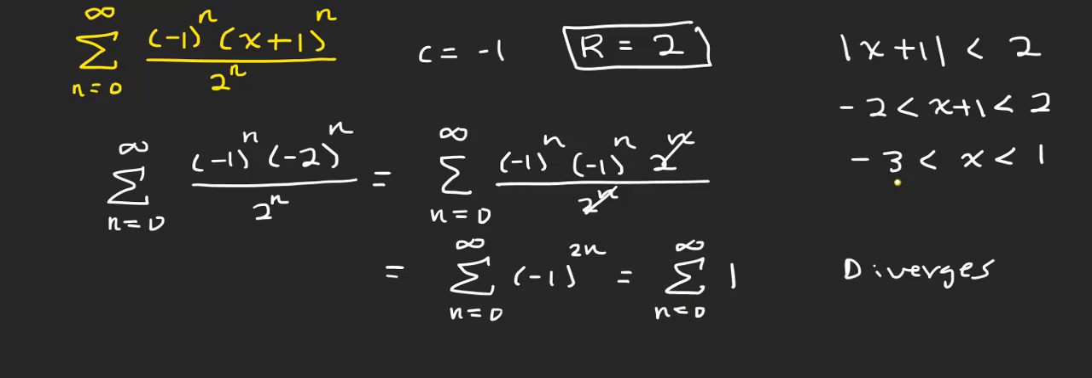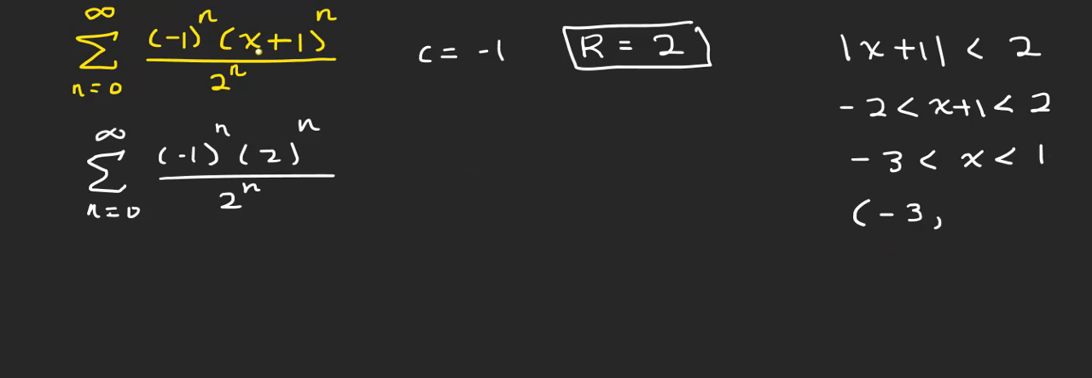So we know that negative 3 doesn't work. So we cannot include negative 3. Now what about positive 1? When x equals positive 1, 1 plus 1 is 2, so you get 2 to the power of n. Now this cancels out, so you end up getting this infinite series.